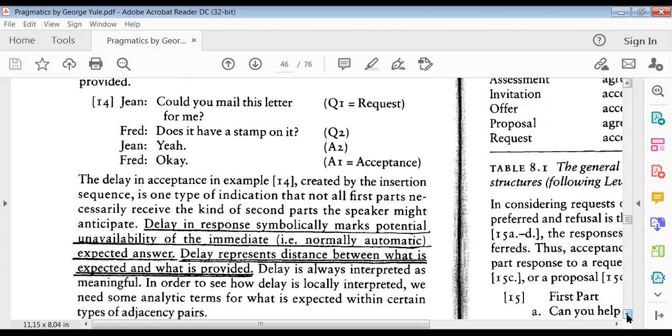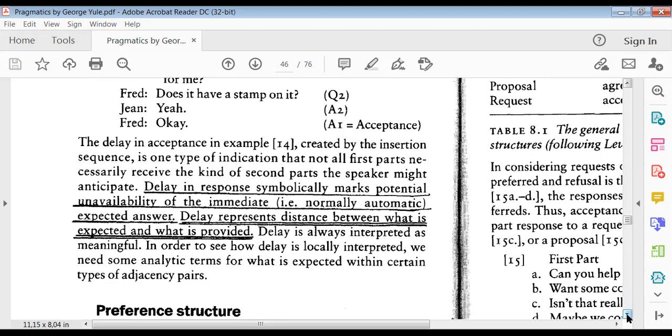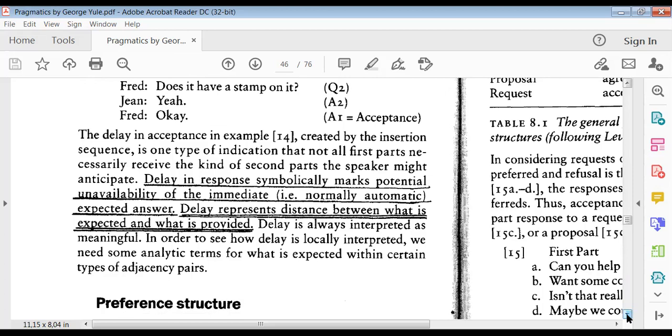Now, the delay in acceptance in example number 14 created by the insertion sequence is one type of indication that not all first parts necessarily receive the kind of second parts the speaker might anticipate. So this is what we expect in any conversation: adjacency pairs are not always consecutive; sometimes they are separated, depending on the situation. So delay in response symbolically marks potential unavailability of the immediate expected answer. Why do people delay? Sometimes because the answer to the question is not 100% available. So delay represents distance between what is expected and what is provided. Delay is always interpreted as meaningful.